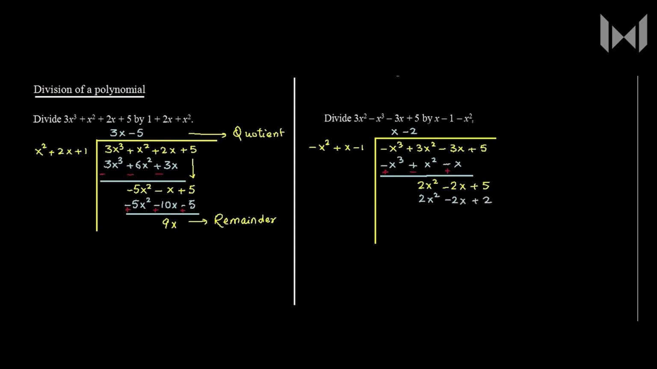Once again we subtract. For subtracting we change the signs, so it will be negative, positive, negative, and then we subtract to get our remainder. Now 2x square and 2x square get cancelled, 2x and 2x get cancelled, 5 minus 2 is 3. So our quotient is x minus 2 and the remainder is 3.